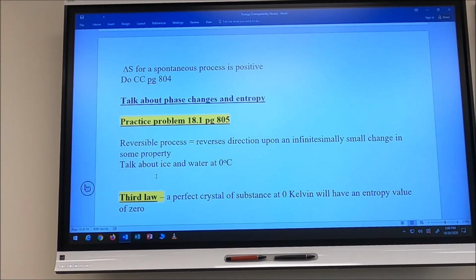Now, when we think about entropy and we're thinking about thermodynamics, we're going to talk about reversible processes. A reversible process is a process that we do in infinitesimally small increments so that we can go backwards when we need to. So we can reverse direction upon an infinitesimally small change in some property. Okay? That's going to be very important for thermodynamics because thermodynamics and our changes in state are all based on a reversible process. Now, popping a balloon is a non-reversible process.